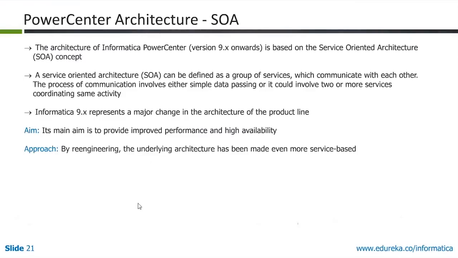A service-oriented architecture can be defined as a group of services which communicate with each other. The process of communication involves either simple data passing, or it could involve two or more services coordinating the same activity. Informatica has created different services which perform their own sets of tasks and communicate with each other. I'll show you in the subsequent diagram which services are relevant to the PowerCenter architecture, and how they communicate to create an ETL job as well as to execute an ETL job, right? That is what we call a service-oriented architecture.